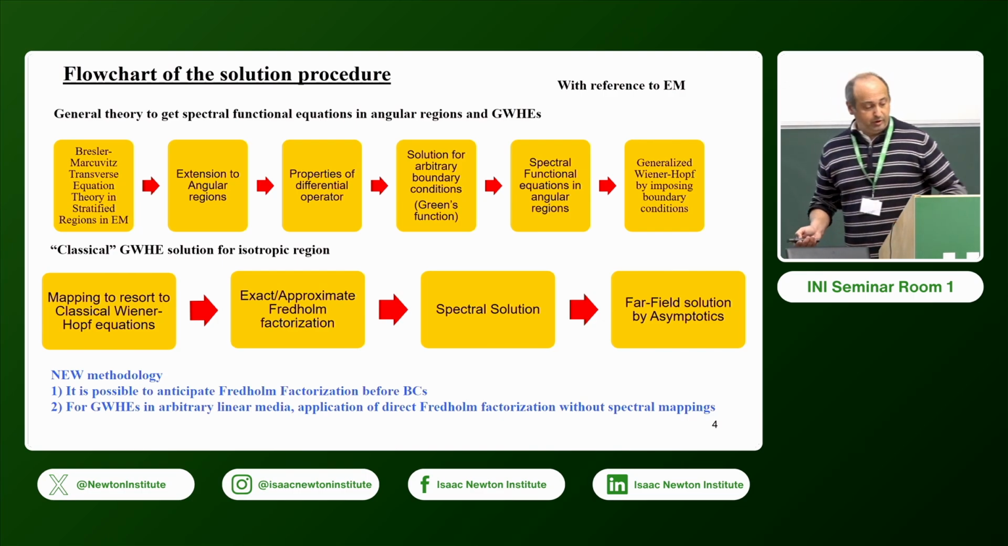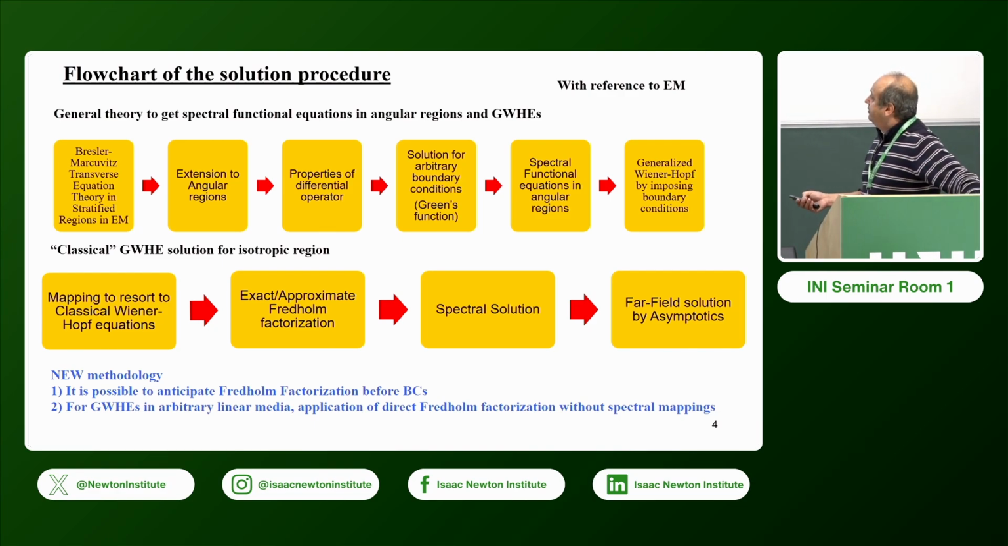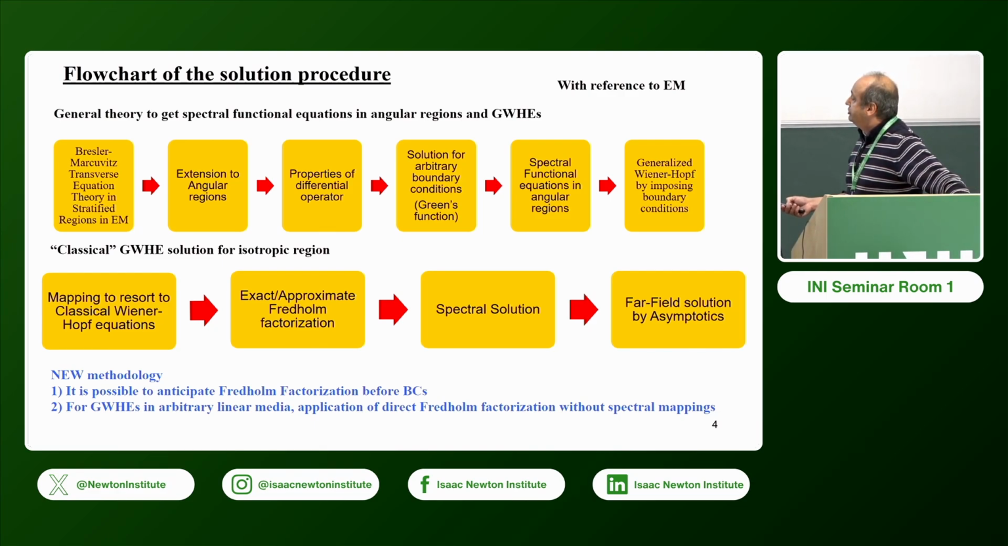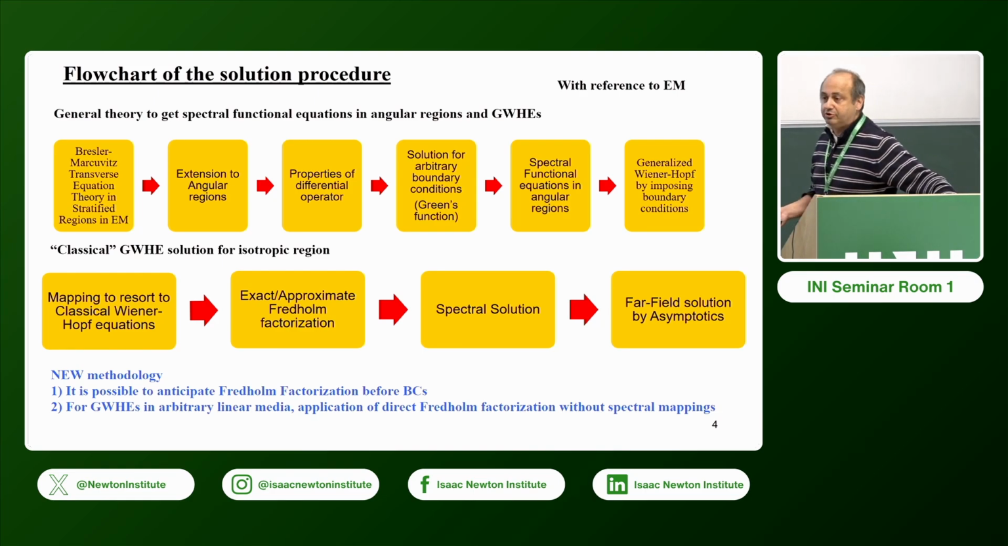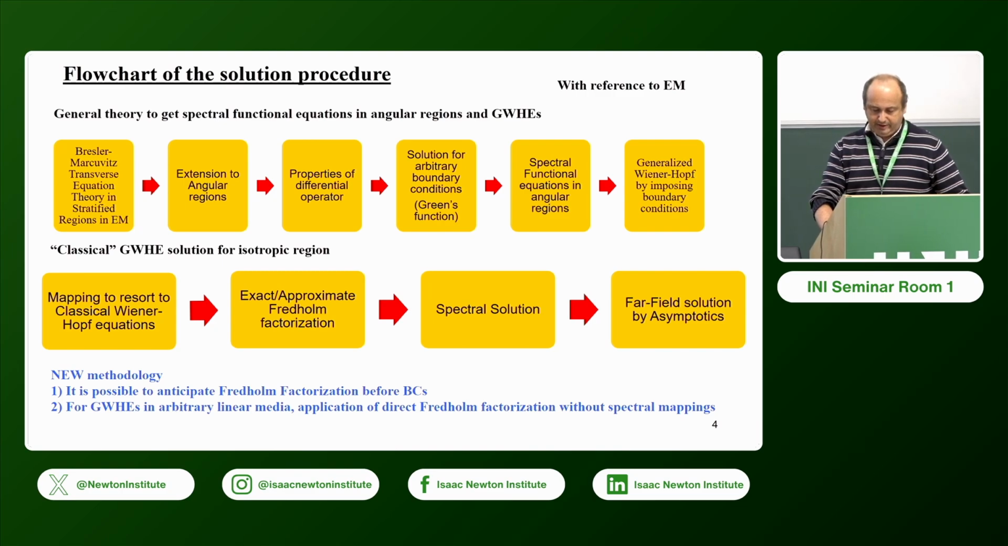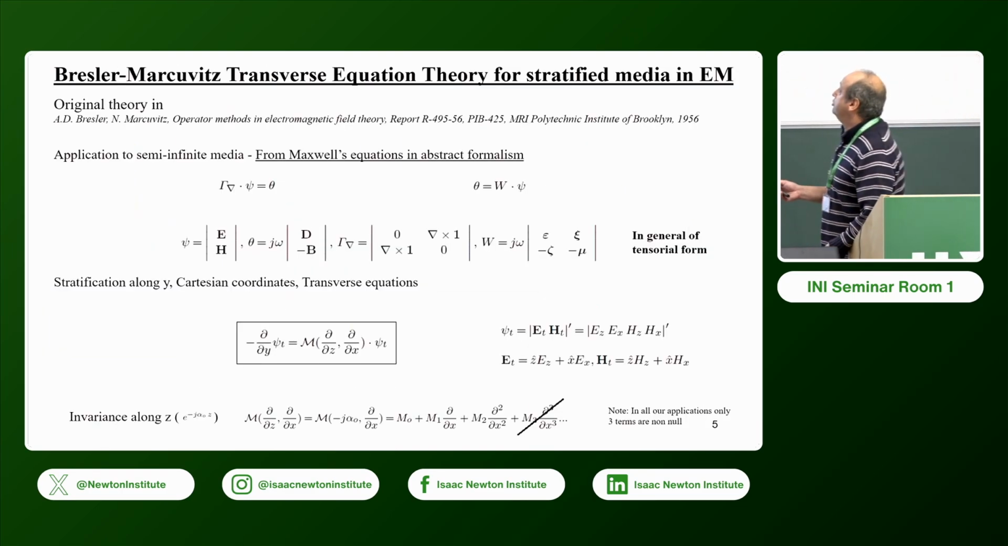Now, what we modify here is that this kind of integral representation can be anticipated to the level of the functional equation, before imposing boundary conditions. So this is one possibility. We can do this here, get compact kernels and so on, or properties of Fredholm. And the other thing is that we apply a different kind of Fredholm factorization that does not resort to mapping, because in arbitrary linear media we don't have this kind of mapping. So we modify this technique. Now, let me show some basics.